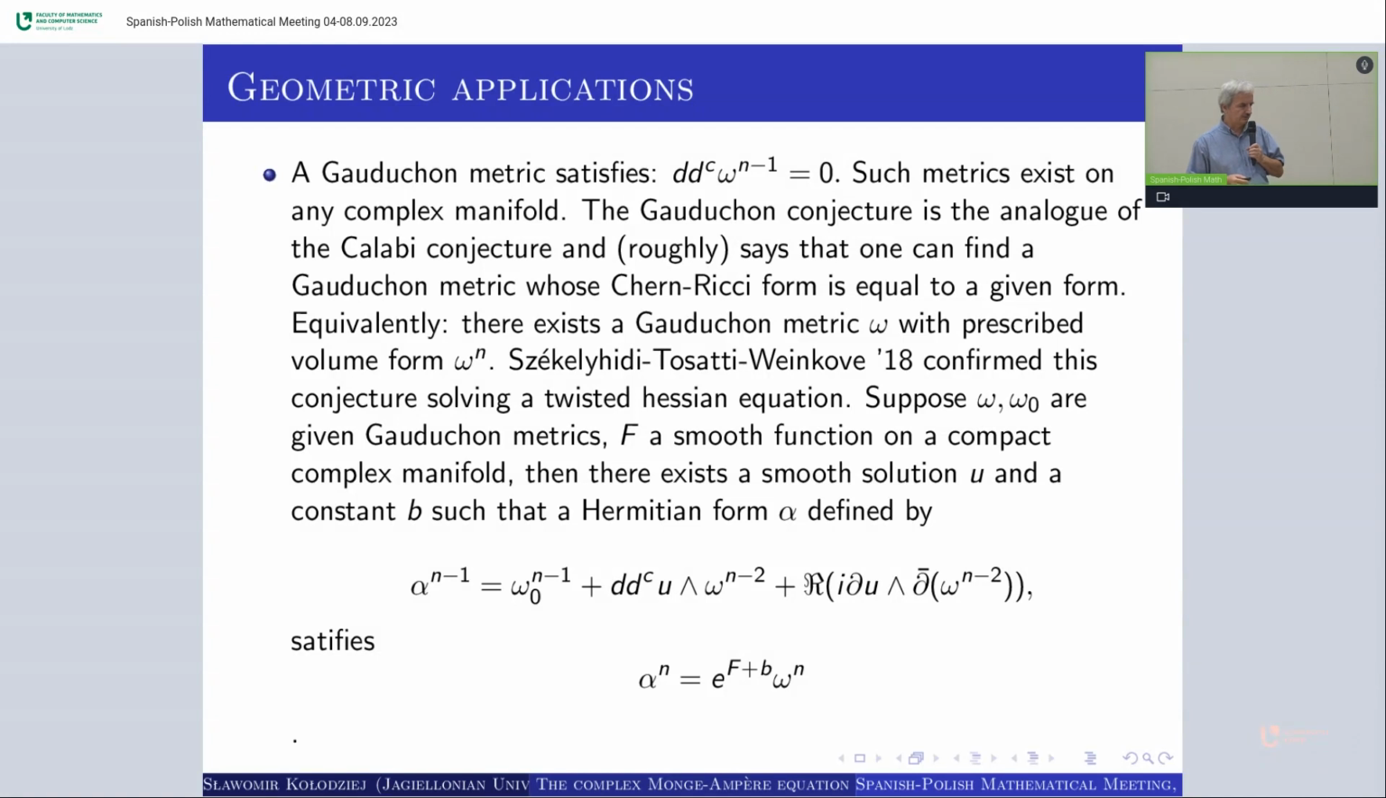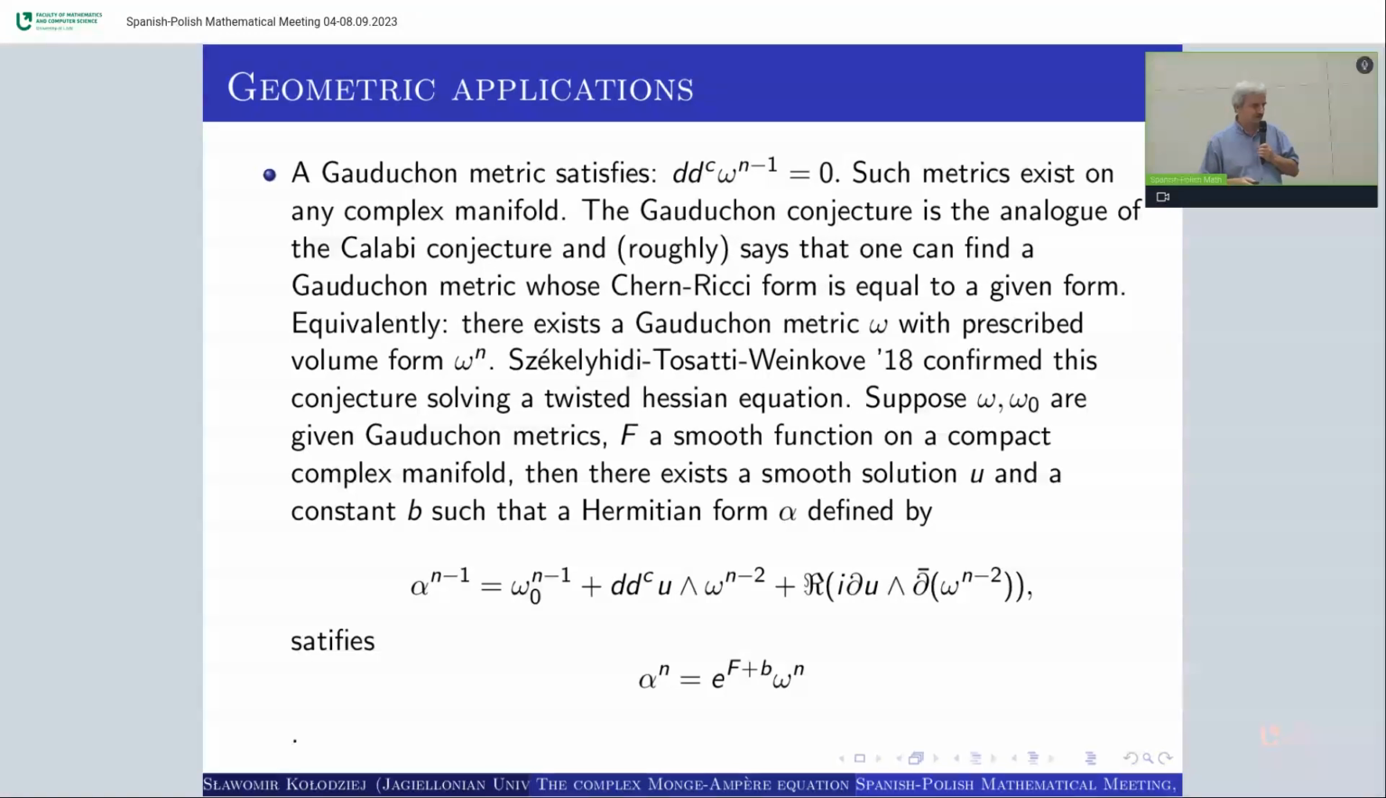And there is an analog of the Calabi conjecture, which is the Gauduchon conjecture, saying that given a Chern-Ricci curvature form, you can find a Gauduchon metric which has this Chern-Ricci form as its curvature, or maybe a simpler expression is that you can find a Gauduchon metric with prescribed volume form.